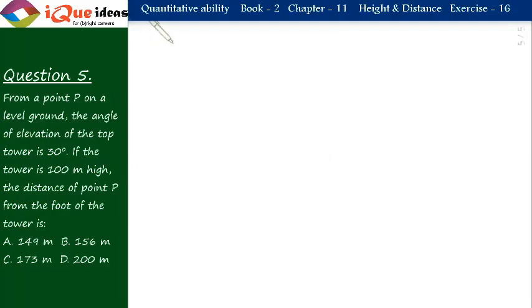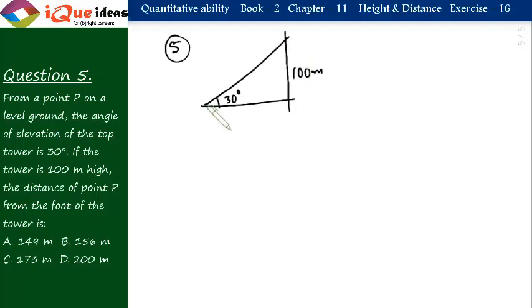Now let's move on to the next question, question number 5. It says from a point P on a level ground, the angle of elevation of the top of the tower is 30 degrees, right? So it's a simple question. The top of the tower is 30 degrees. So this is a 30 degree angle. The tower is 100 meters high. Alright, the tower is 100 meters high.